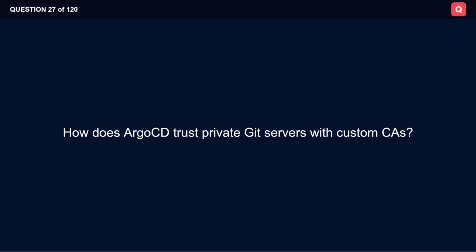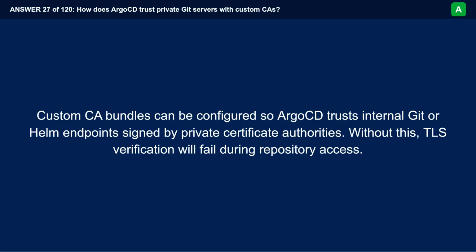How does ArgoCD trust private Git servers with custom CAs? Custom CA bundles can be configured so ArgoCD trusts internal Git or Helm endpoints signed by private certificate authorities. Without this, TLS verification will fail during repository access.